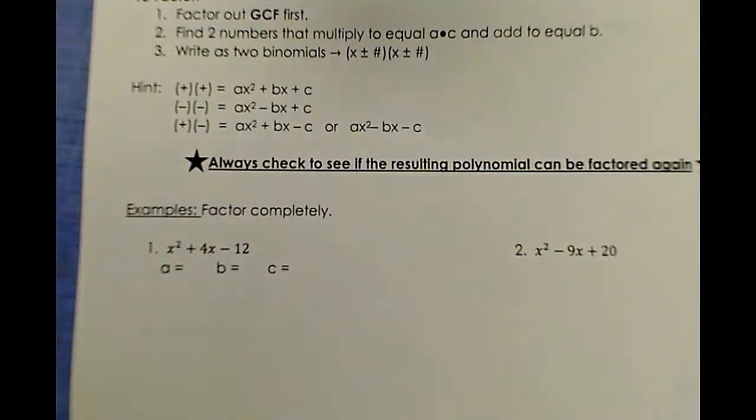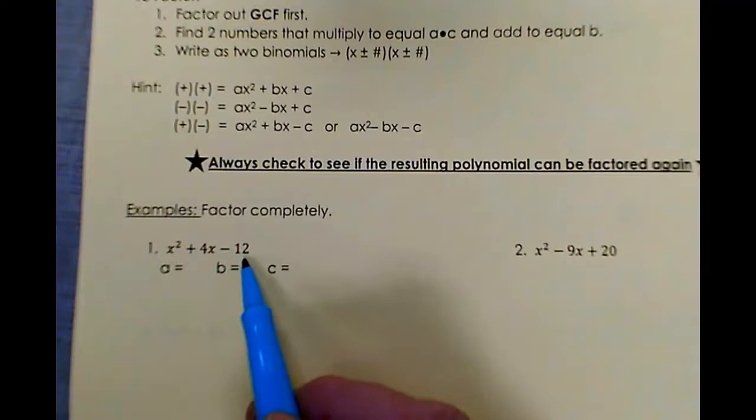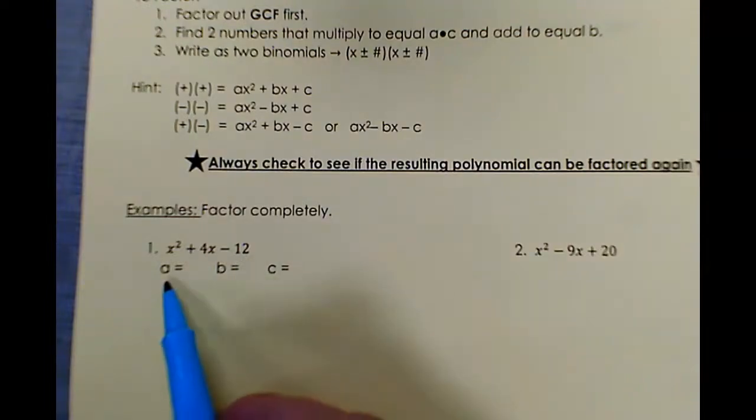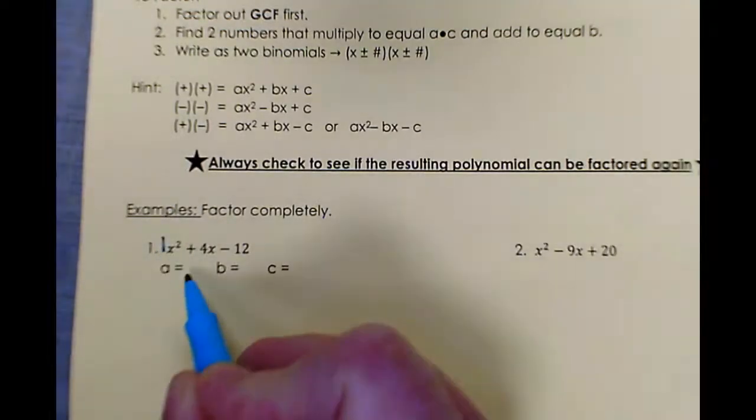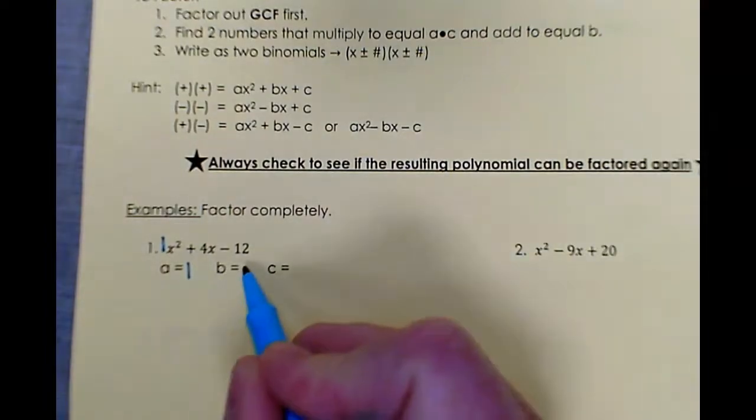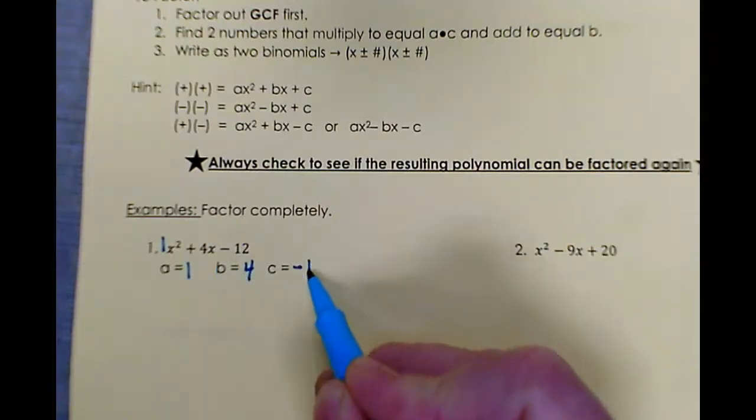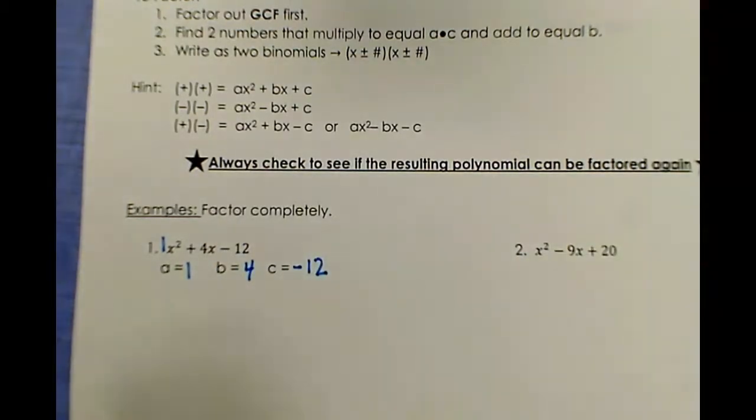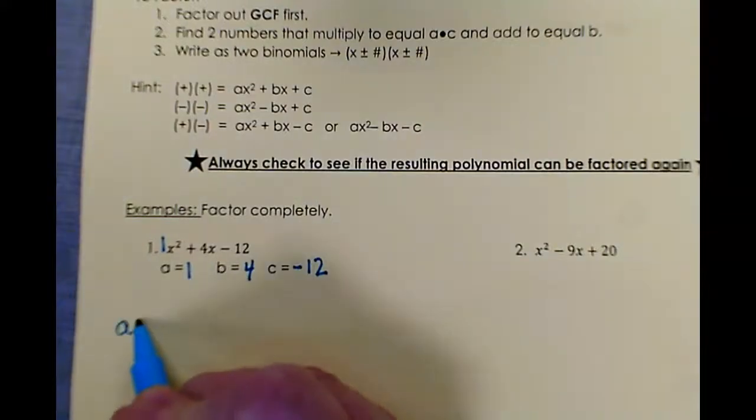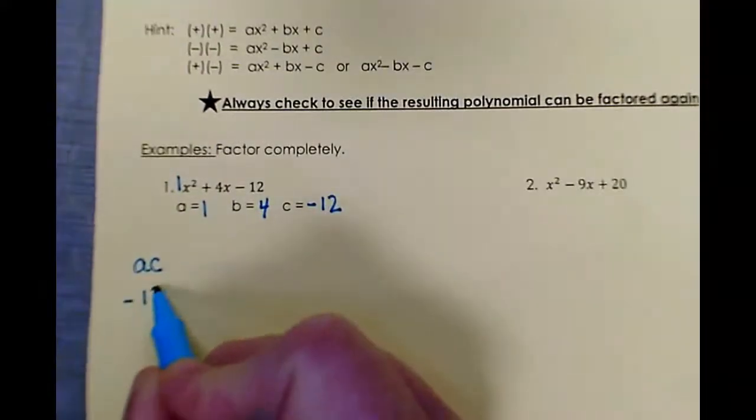So here is example number 1. x squared plus 4x minus 12. A is the number in front of the x squared. There's not a number in front of the x squared, so a is equal to 1. B is the number in front of the x. C is negative 12. What do I get when I multiply a times c? Well, that would be negative 12.